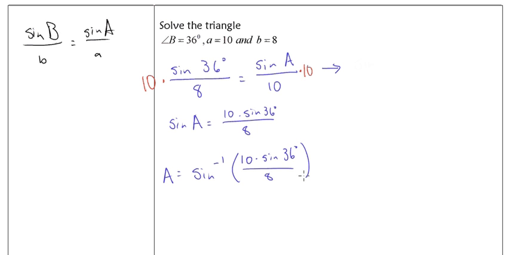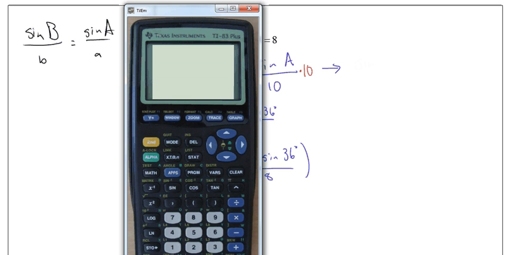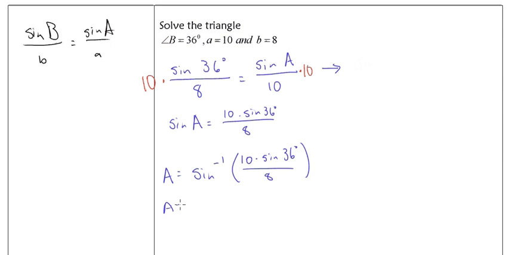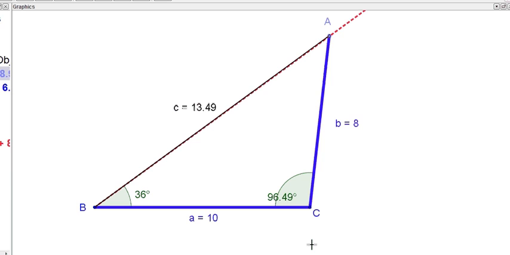And let's hit that into our calculator. From our graphic earlier, we know that it should be right around 47, but let's actually work that out. So inverse sine of 10 times the sine of 36 degrees, and that divided by 8. And yeah, let's say 47.3 degrees. So A equals 47.3 degrees, which would be this one right up here.